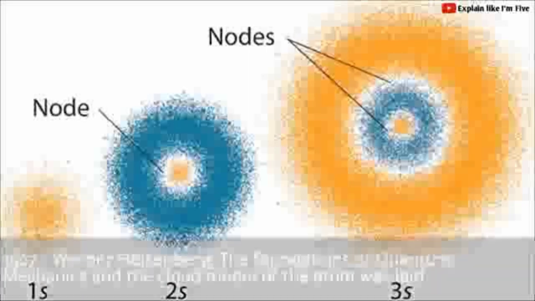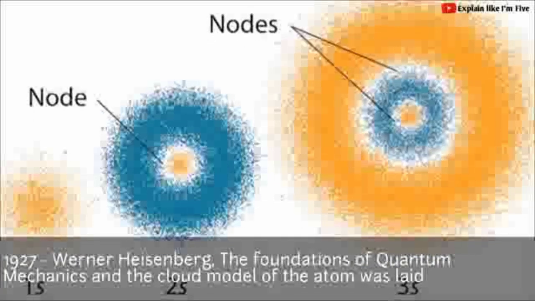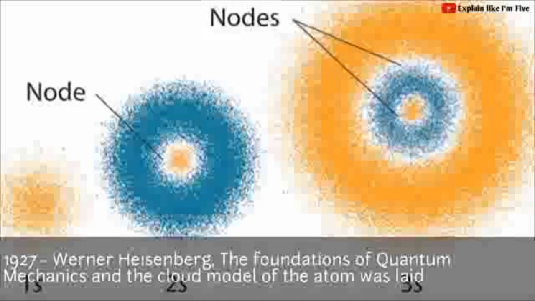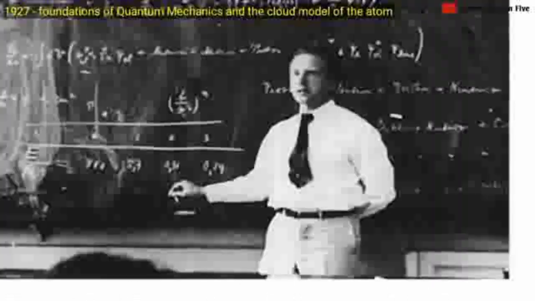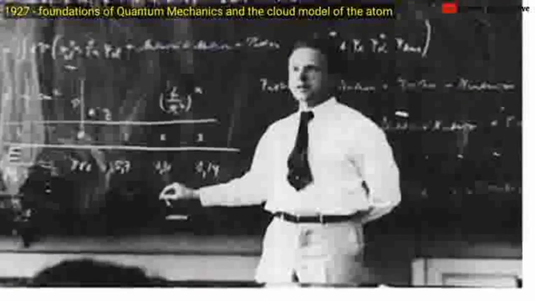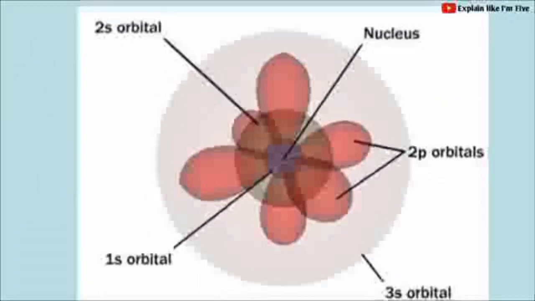In 1927, we had Werner Heisenberg. Here the foundations of quantum mechanics and the cloud model of the atom were laid. The uncertainty principle stated simplistically that the more precisely the position of an electron is determined, the less precisely the momentum, mass and velocity is known in this instant, and vice versa.